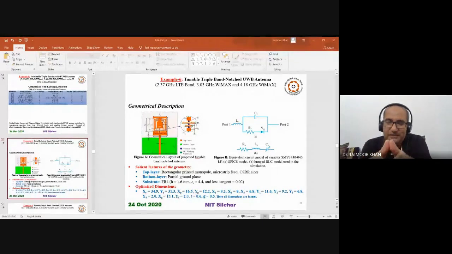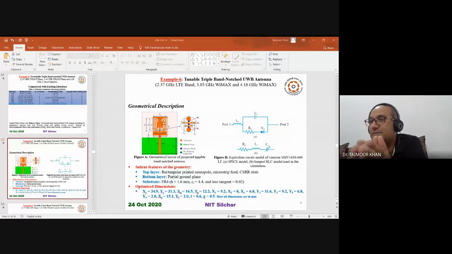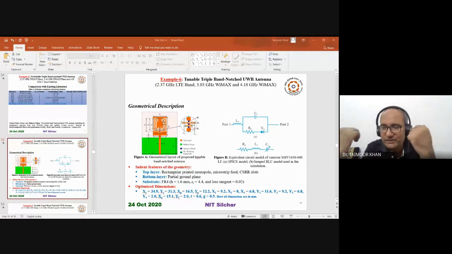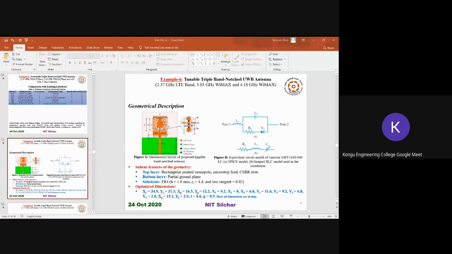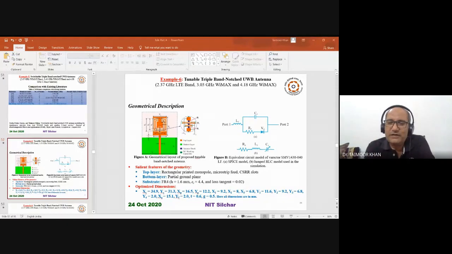The concept of the band notch characteristic, I'm not sure whether it is clear to you. Ultimately, it is rejecting a specific band. For example, you have tuned it to reject 2.4 to 2.8. Below 2.4 and above 2.8 gigahertz, everything is being radiated by that antenna, no problem at all. So below that it is a pass band, above 2.8 it is a pass band, and between 2.4 and 2.8 it gives you the stop band characteristic. Those are the basic fundamentals behind the band notch characteristic.